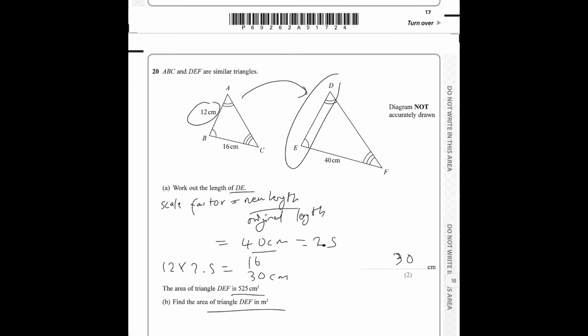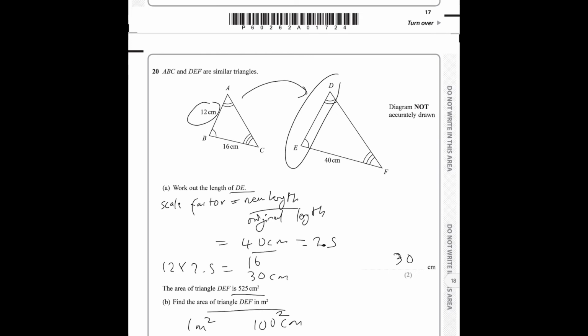The area of a triangle is this. Find out the area of the triangle DEF in meters squared. Now, since we know the area of triangle DEF is that, and we know that 1 meter is equal to 100 centimeters, right? And since this is squared, we just square these values together to get that value.